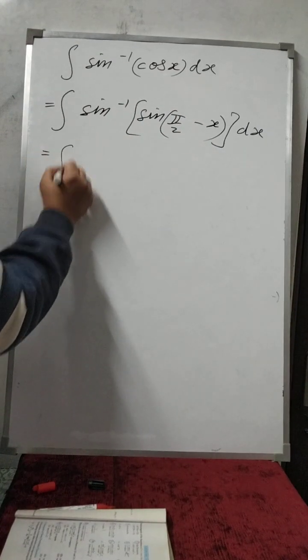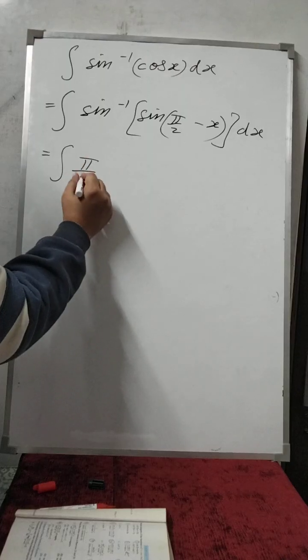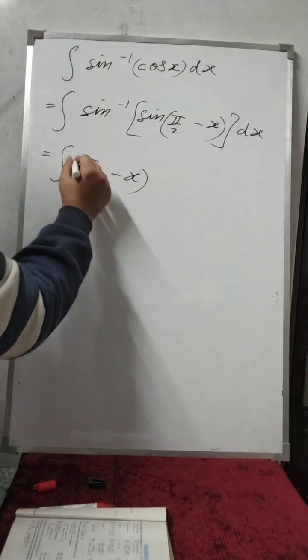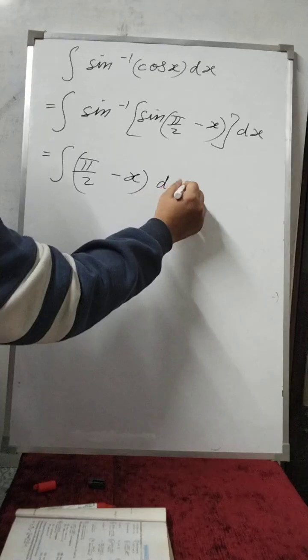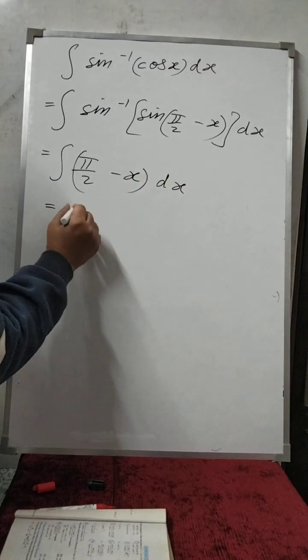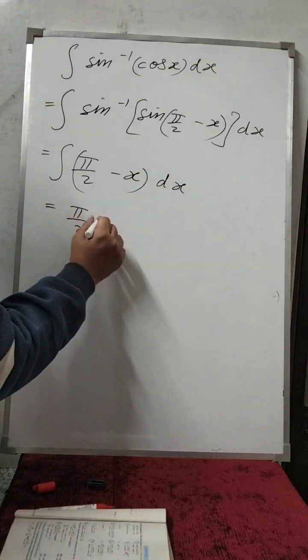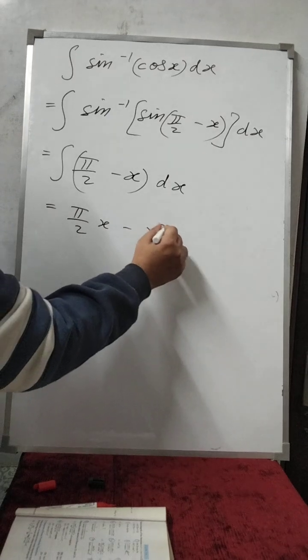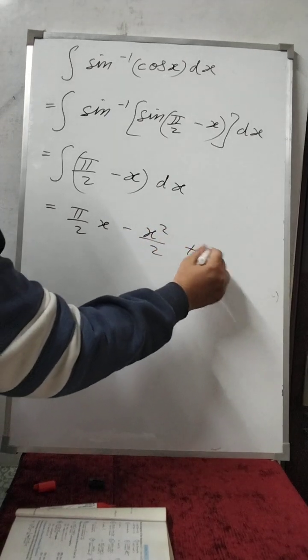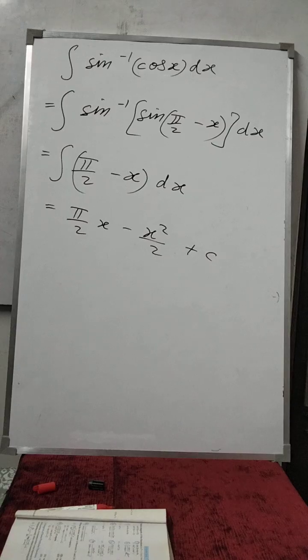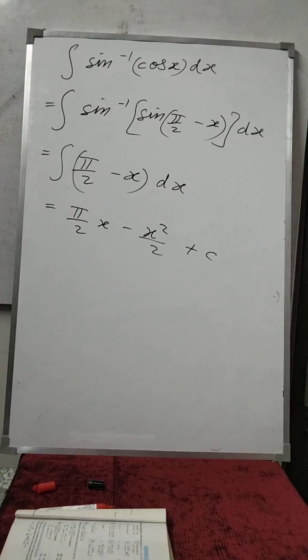So my question will reduce to the integral of (pi by 2 minus x) dx. My answer will be pi by 2 x minus x square by 2 plus constant of integration. So it was not at all a tough question. It was an easy question, a simple question.